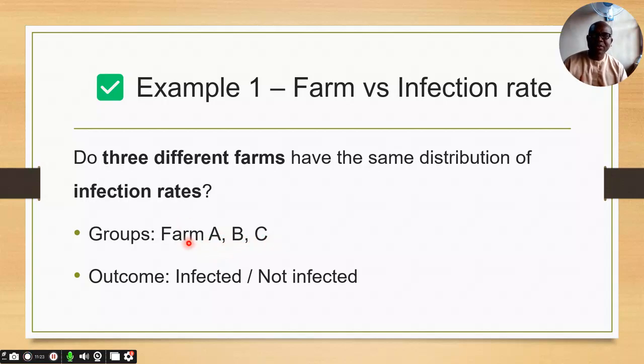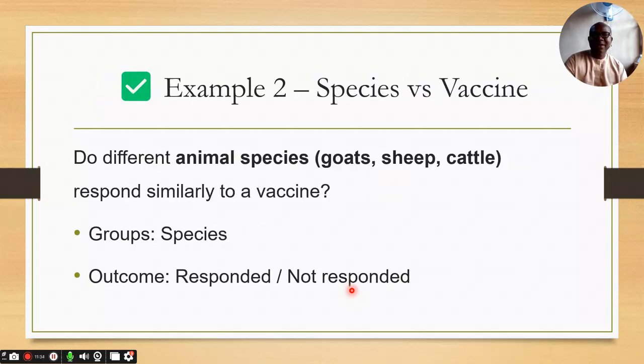Okay, we are dealing with one population, another population, another population, and that is the different farm group. And then we look at the infection, the infection status here. Let's look at another example.